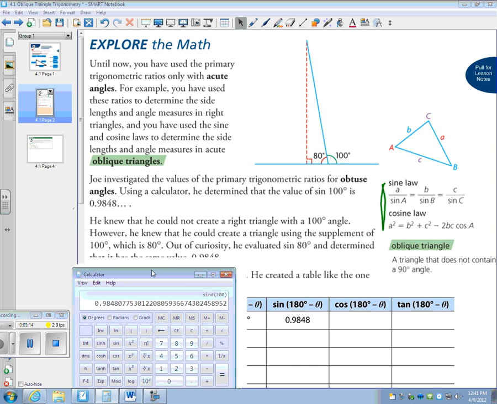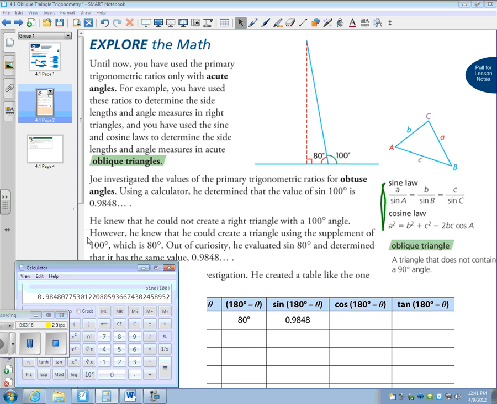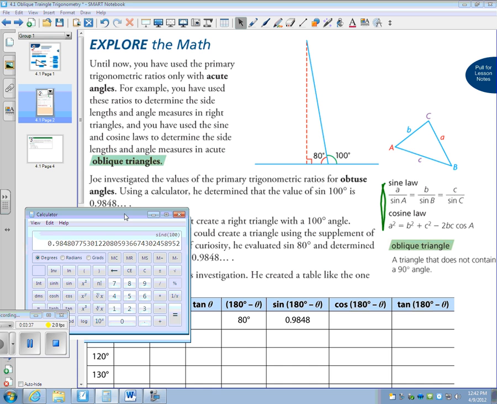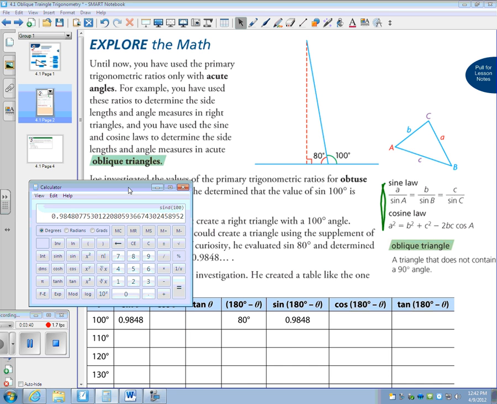He knew that he could not create a right triangle with a 100-degree angle. However, he knew that he could create a triangle using the supplement of 100, which is 80. Out of curiosity, he evaluated the sine of 80 and determined that it has the same value. He decided to broaden his investigation and created a table like the one below. That was really interesting. In his calculator, he found that the sine of 100 was 0.984, and also, if we did 80 sine, we got the exact same number.